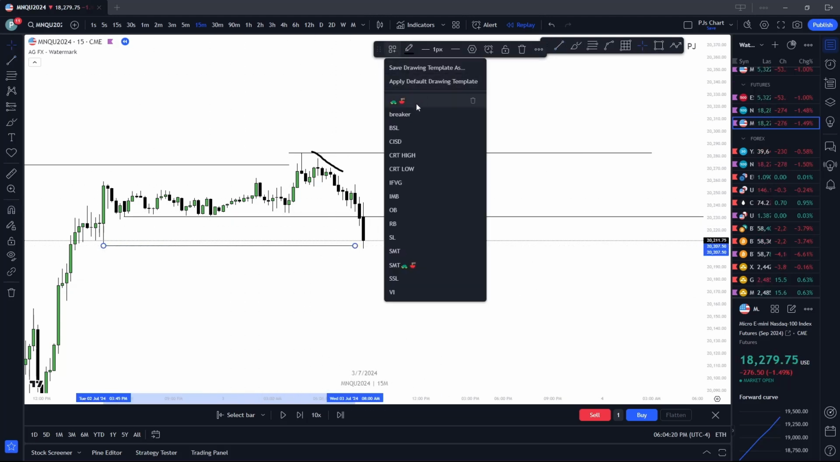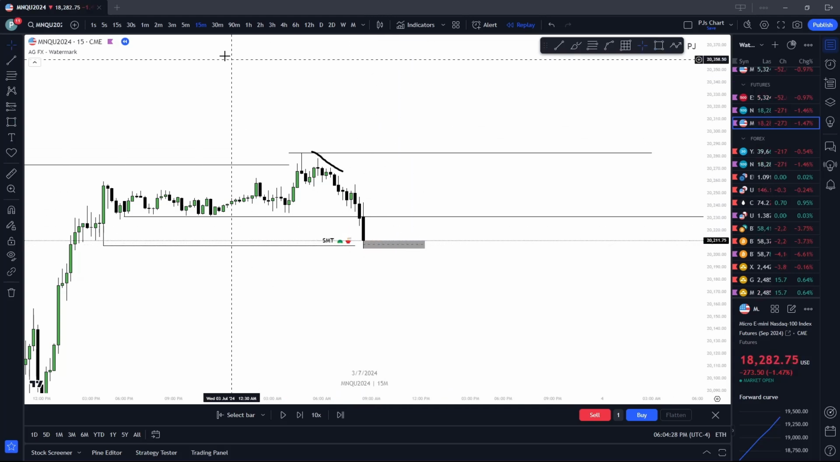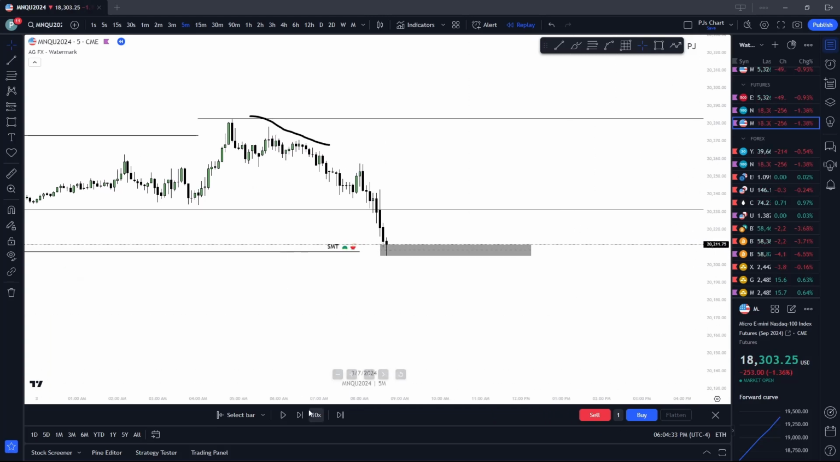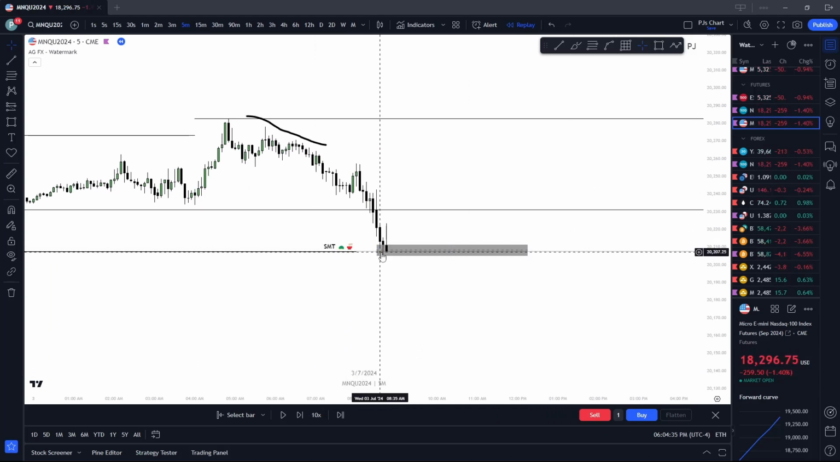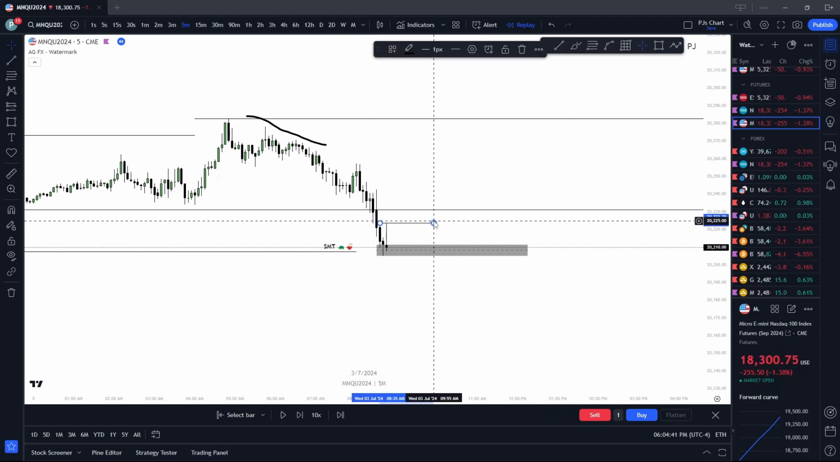There is now an SMT turtle soup formed. The 15-minute closes back within the range, and we formed a rejection block. The 5-minute closes back within the range. We see we react to the wick, form a longer wick with equal highs. We now have an inducement of liquidity.